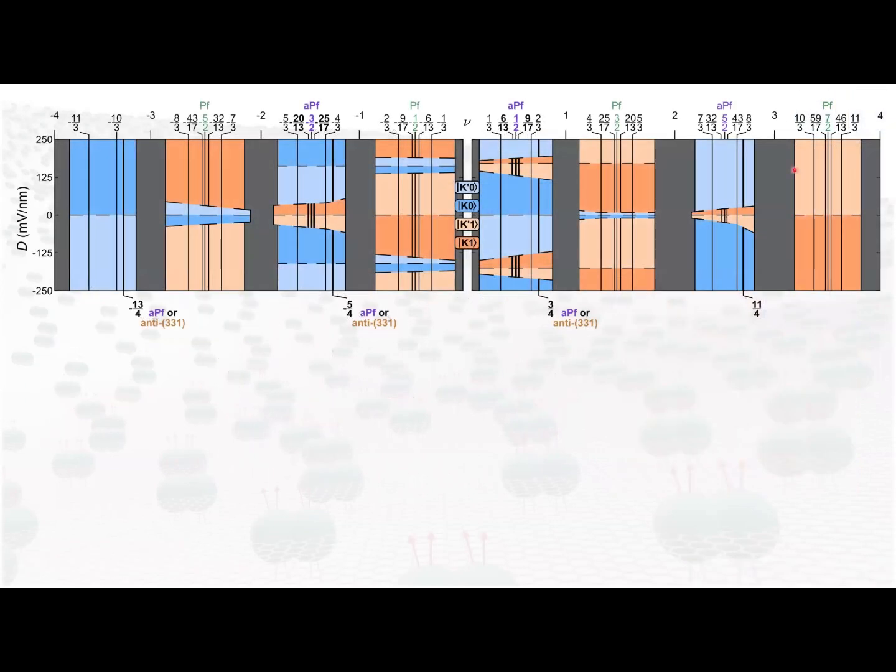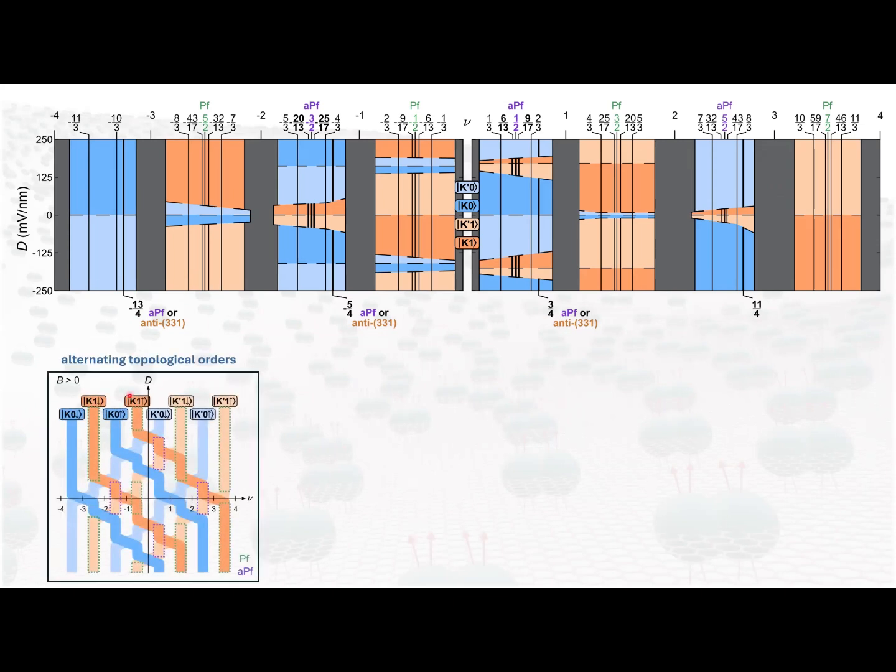This schematic shows all the observations that I mentioned. You can see an interesting alternation between Pfaffian and anti-Pfaffian, Pfaffian, anti-Pfaffian, Pfaffian, anti-Pfaffian, even at half filling. At 3/4 we cannot conclude, but we kind of narrow down what the topological order is.